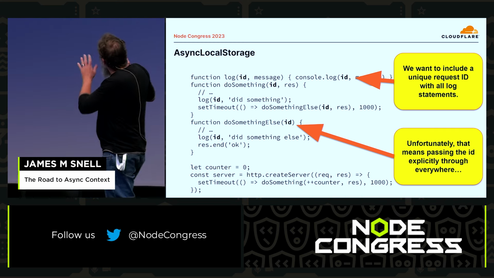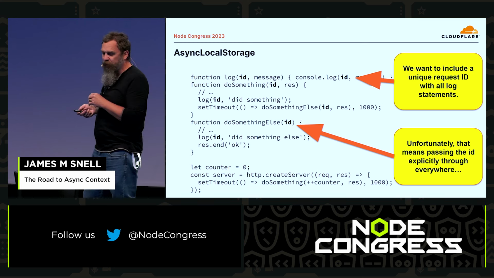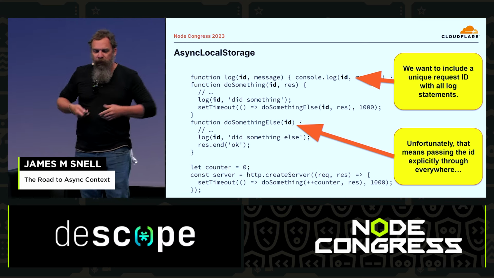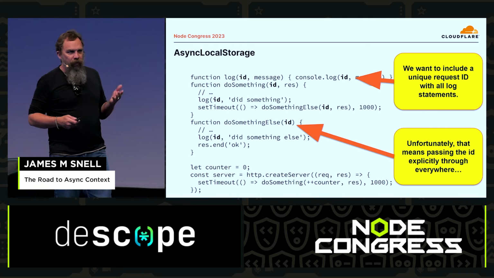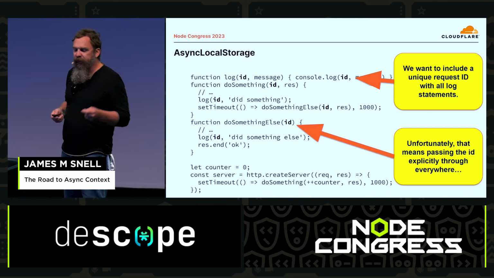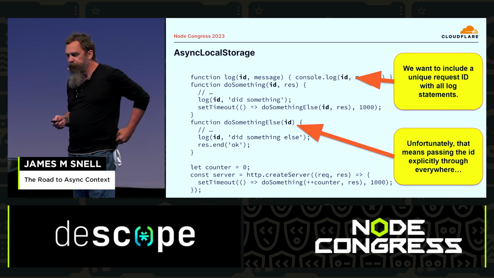So this just kind of shows a bit more of the complexity here. Everywhere that thing goes, this do something and do something else functions. We're not actually using the ID there. The only reason we're having to pass that in is so we can get it to that log, right?